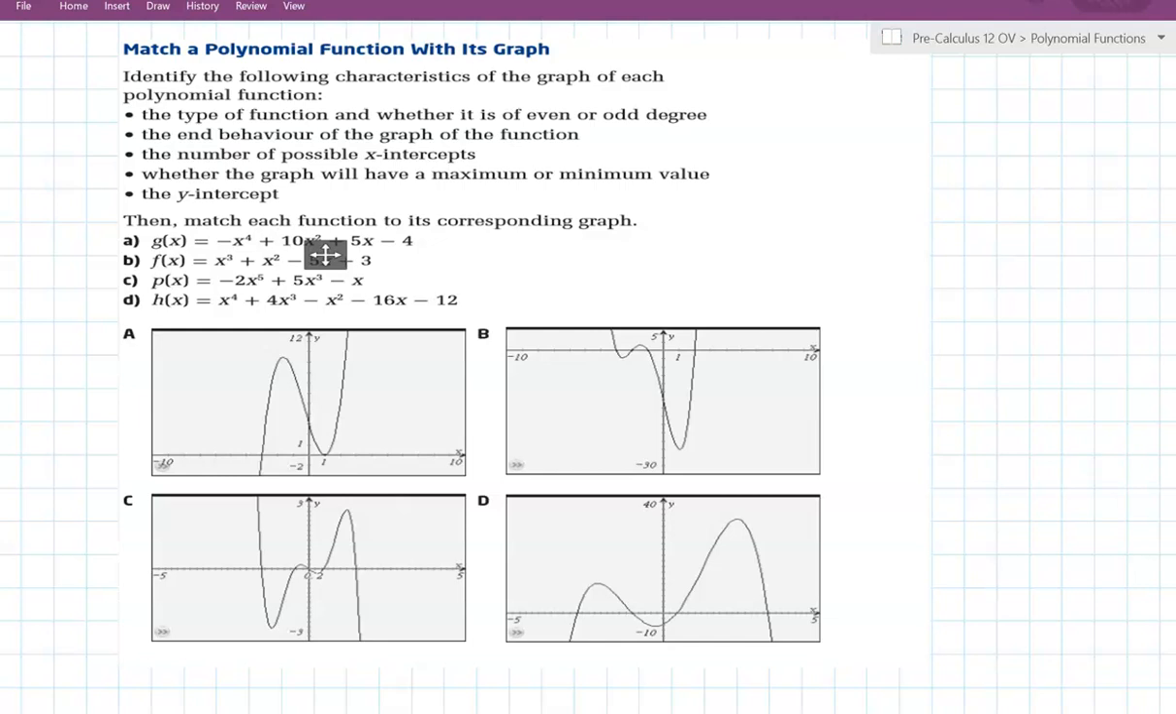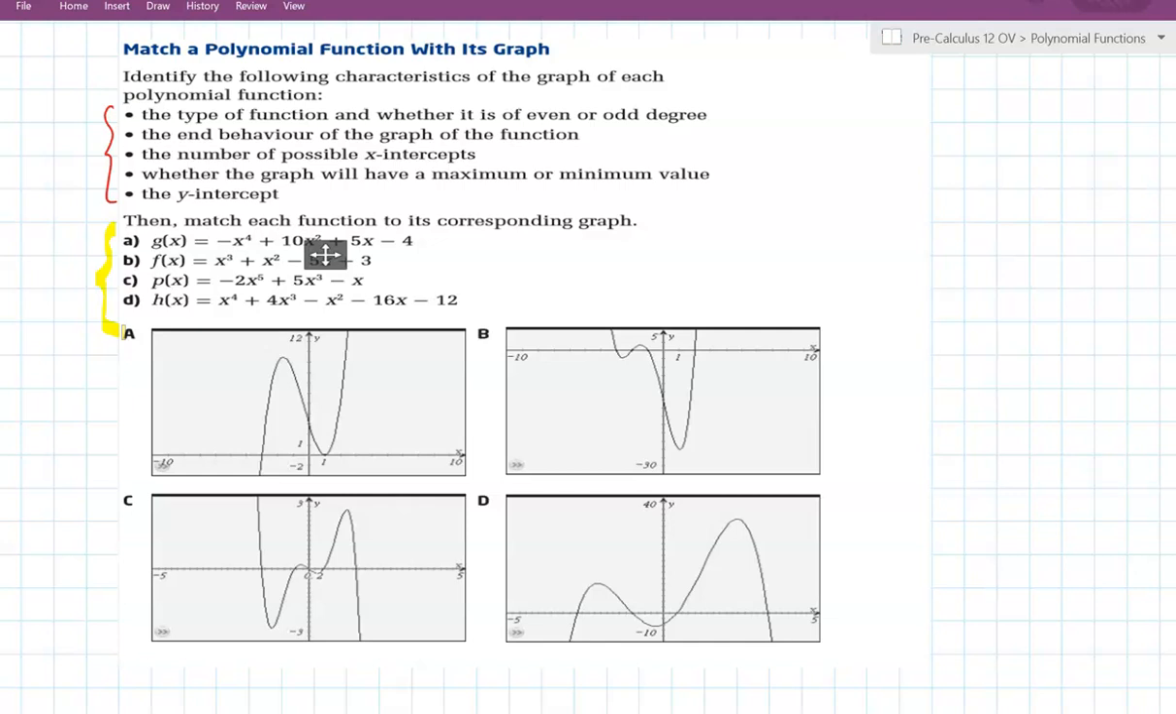We have 4 functions that are given to us, and 4 graphs. Based on the analysis that we have done, we want to follow the pattern and match the equation with the graph. First of all, the type of graph: based on the equations that we have right here, we have quartic functions, a cubic function, as well as a quintic, power of 5.